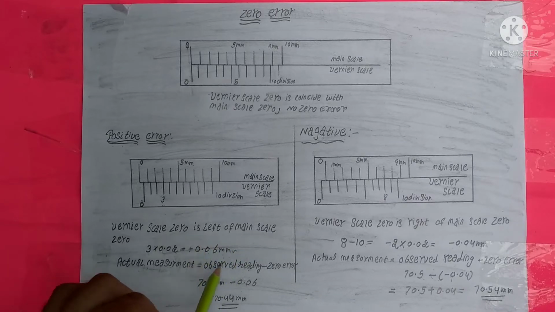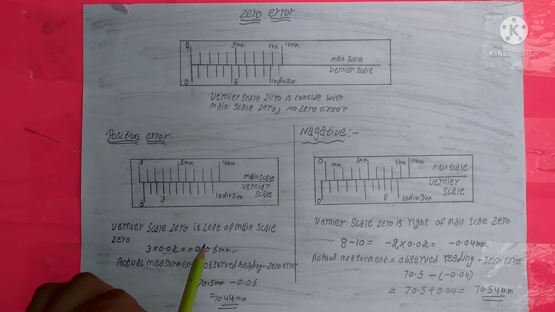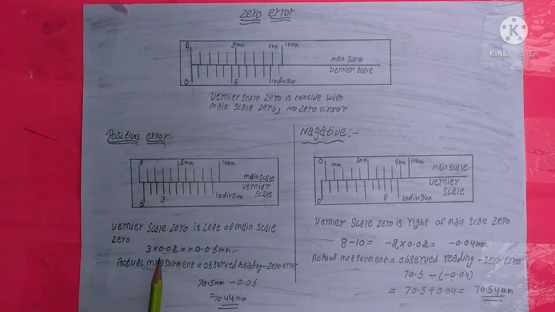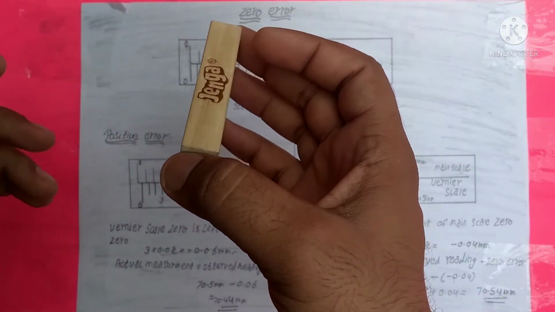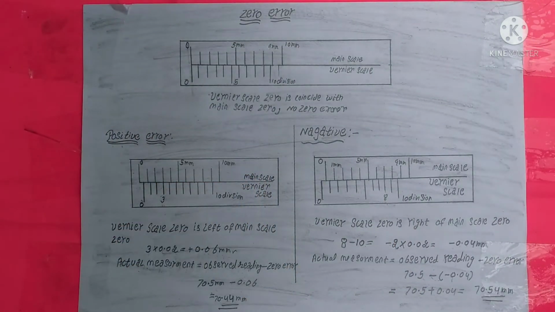So this is the positive error that exists inside a vernier caliper. But how to calculate the actual value of the measurement? The general formula to calculate the actual measurement is equal to the observed reading minus zero error. Let us suppose the length of this wooden block is 70.5 mm.